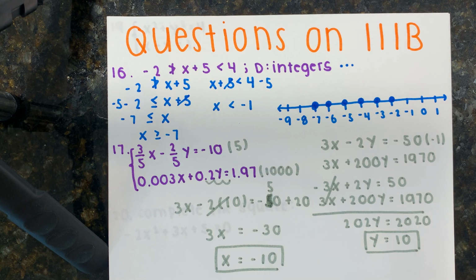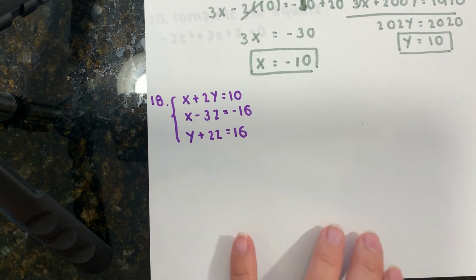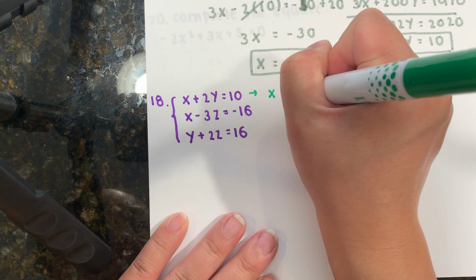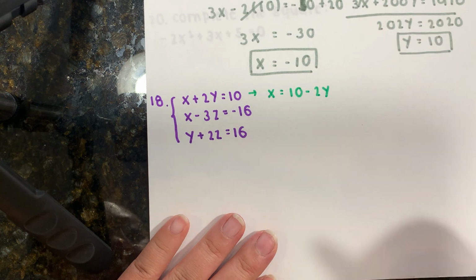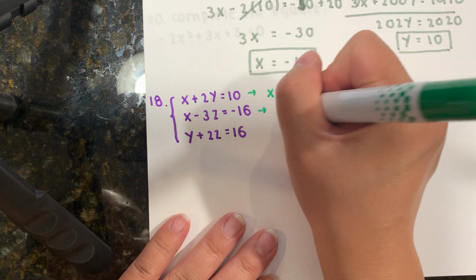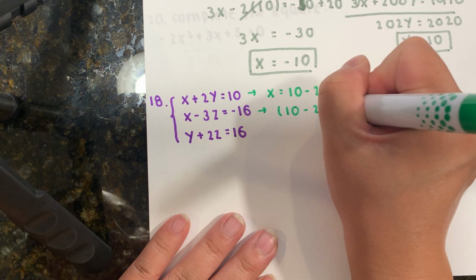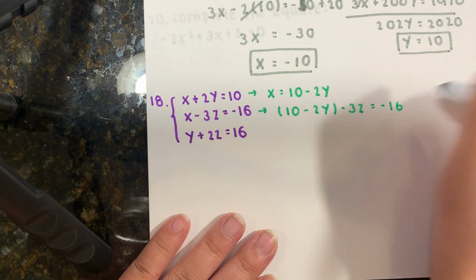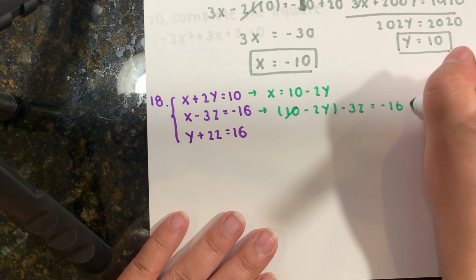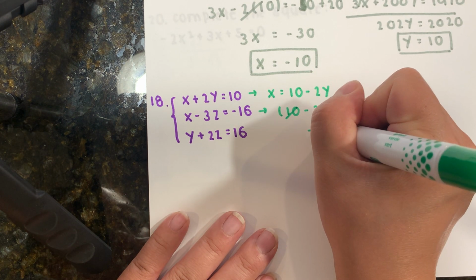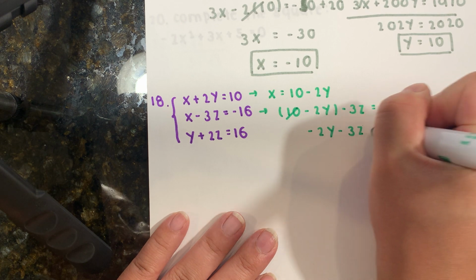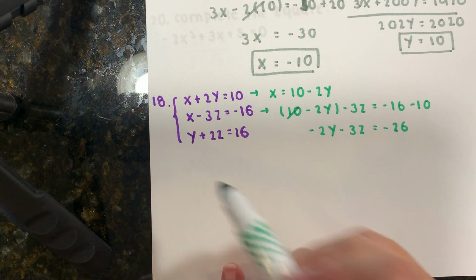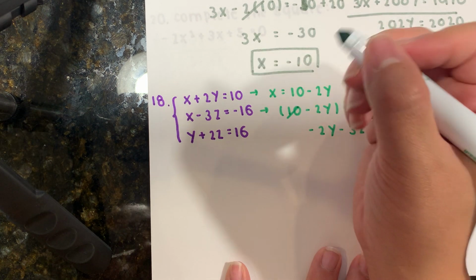Now looking at number 18, what I'm going to do first is solve for x in the top equation, which would give me x is equal to 10 minus 2y. I'm going to plug that into the middle equation, which would give me 10 minus 2y minus 3z equals negative 16. So I'm going to move the 10 to the other side, and I would get negative 2y minus 3z equals negative 26. And I'm going to do elimination with this bottom equation and this equation by multiplying this equation by 2.